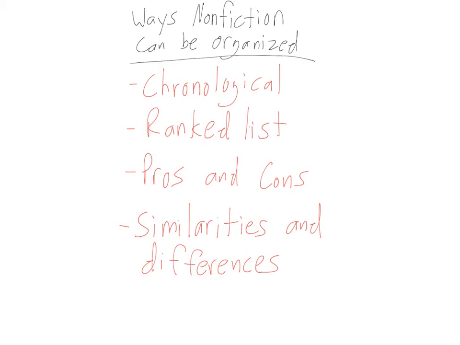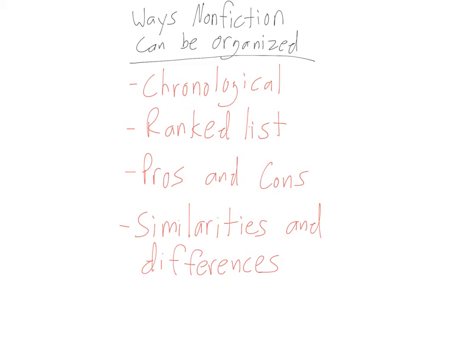A ranked list, like we talked about the list of dog breeds, and you could rank them from least common to most common. Pros and cons, again, when we talked about the dogs, you could say the pros and cons of having a dog as a pet. Similarities and differences, you could organize your writing based on the similarities and differences between different things, between dog breeds. You could talk about that.